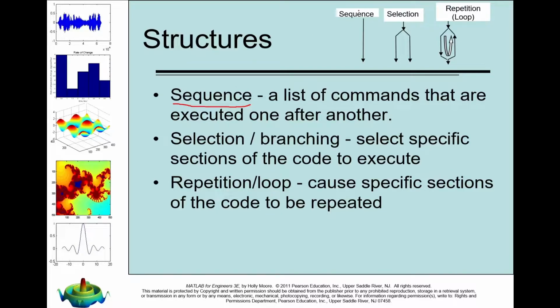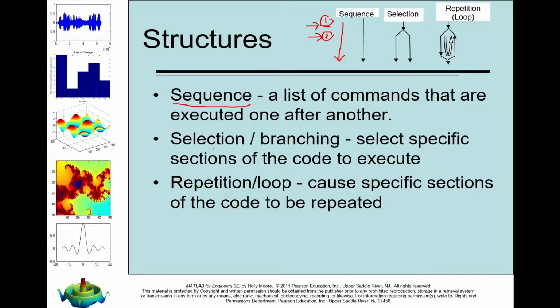If you look at this symbol here, sequence has the straight downward arrow. So whatever you type first in MATLAB, for example, will be executed first. Okay, so the next line of coding that you type will be executed next. So that is what we call a sequence structure.